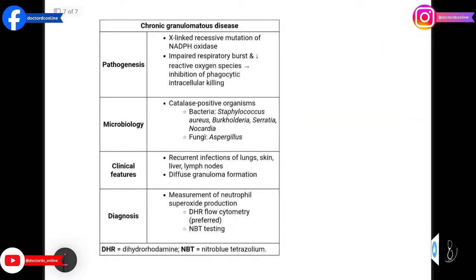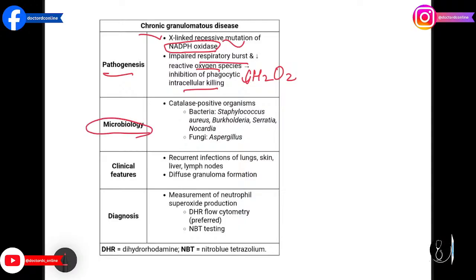First, we talk about the pathogenesis: X-linked recessive mutation of NADPH oxidase. It impairs the respiratory burst and decreases the reactive oxygen species due to a decrease in hydrogen peroxide and makes an inhibition of phagocytic intracellular killing. So, most probably these patients are prone to catalase positive organisms, in bacteria that is Staphylococcus aureus, Burkholderia, and Serratia, and Nocardia also, and in fungi there is Aspergillus.